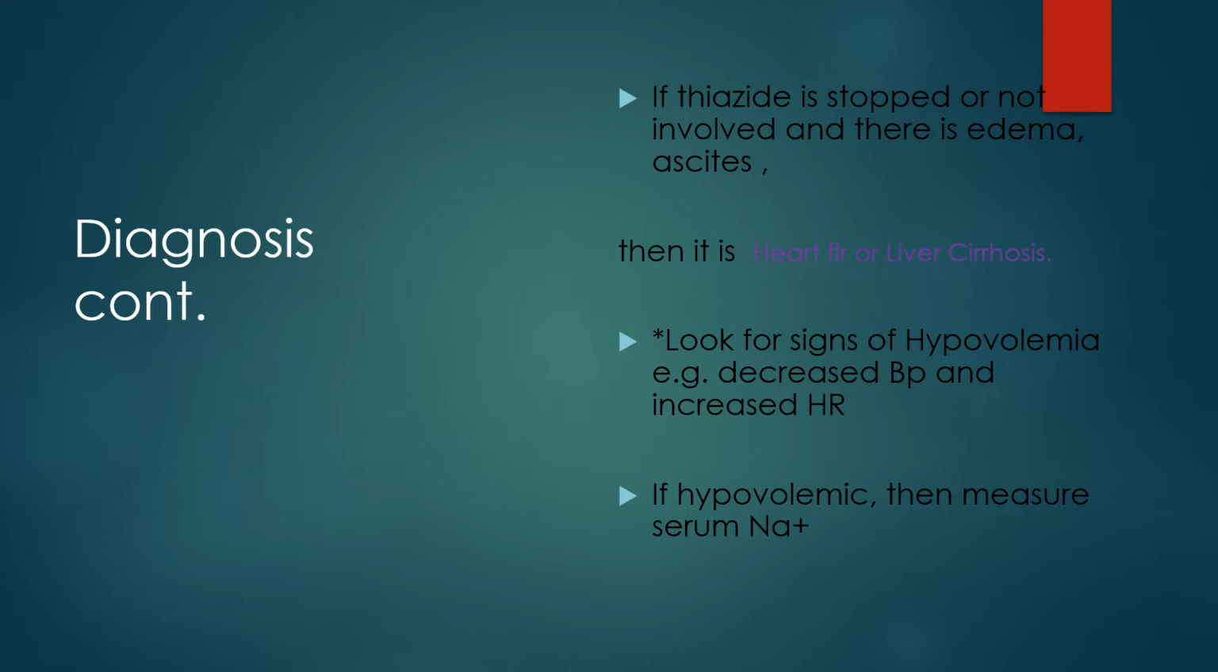If thiazide is stopped, or thiazide is not even involved here, and there is edema or ascites, then we could be having heart failure or liver cirrhosis. Making 8, right? Then we have to look for signs of hypovolemia. For example, decreased blood pressure and increased heart rate. If that is the case, that is hypovolemic, then we should measure the level of sodium.